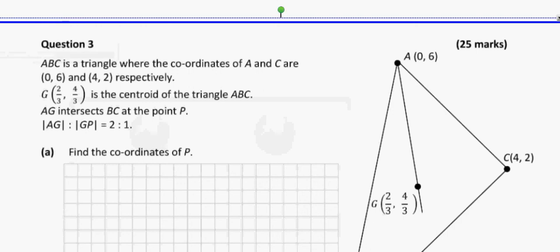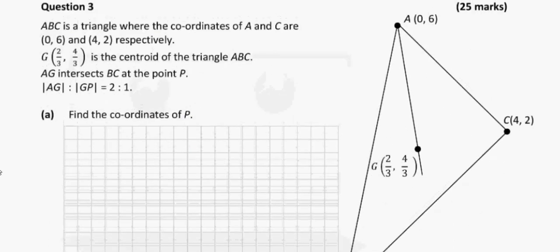ABC is a triangle where the corners A and C are (0, 6) and (4, 2) respectively. G is (2/3, 4/3), the centroid of triangle ABC. AG intersects BC at the point P.